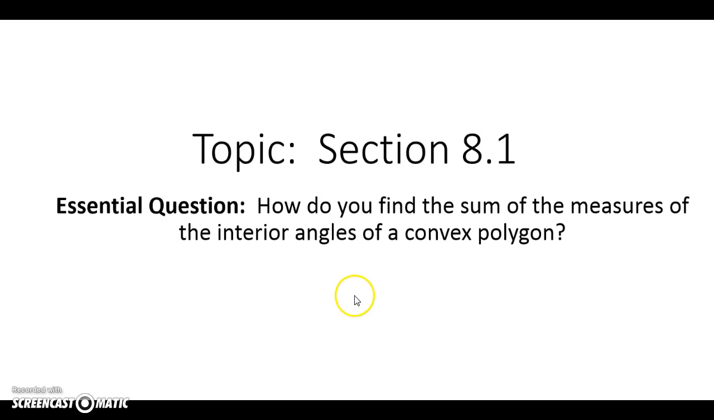Okay, so today we're going to talk about section 8.1 and a little bit from section 1.6 that we skipped a while ago. So our essential question today is, how do you find the sum of the measures of the interior angles of a convex polygon?